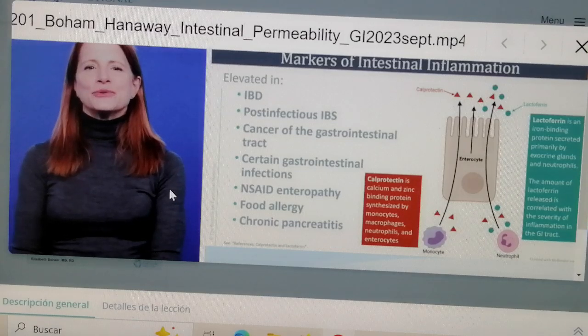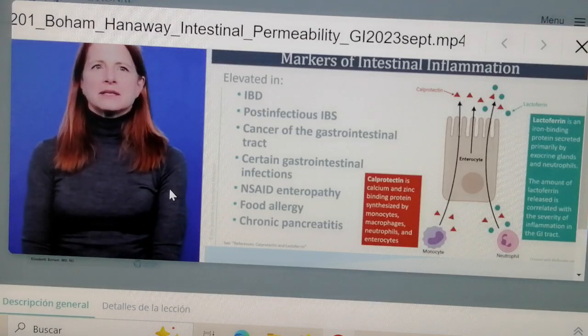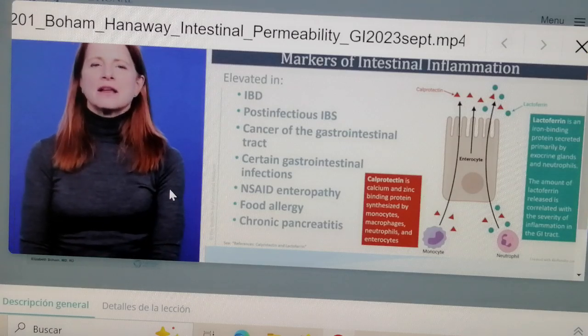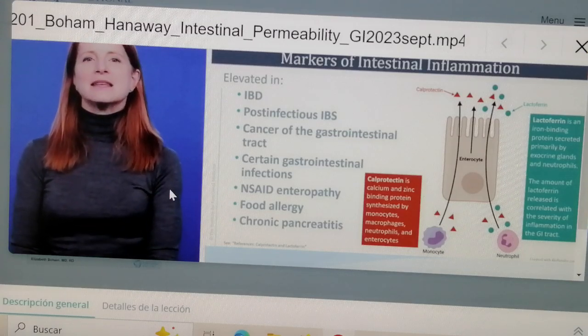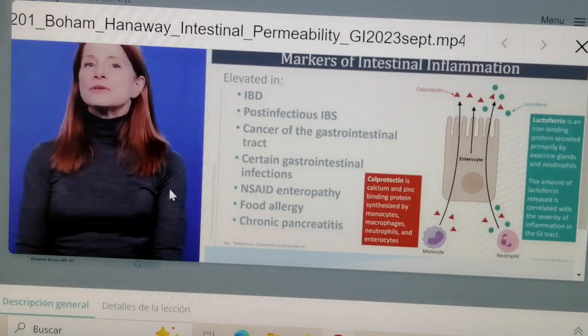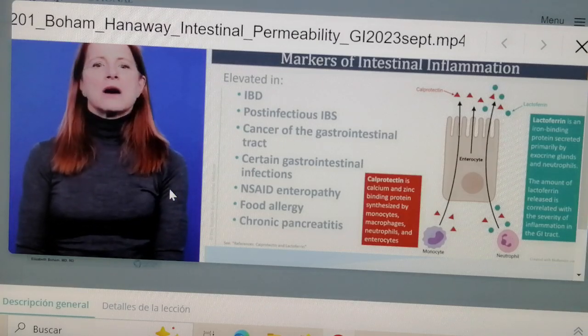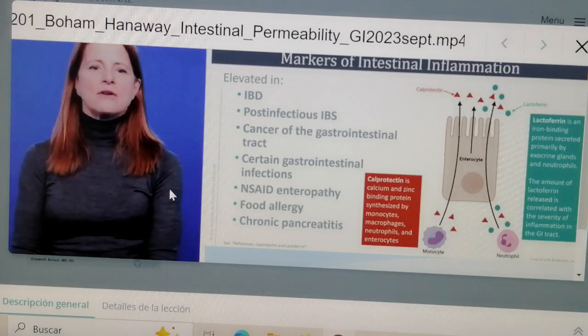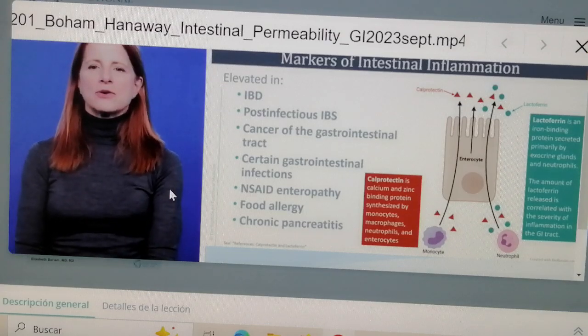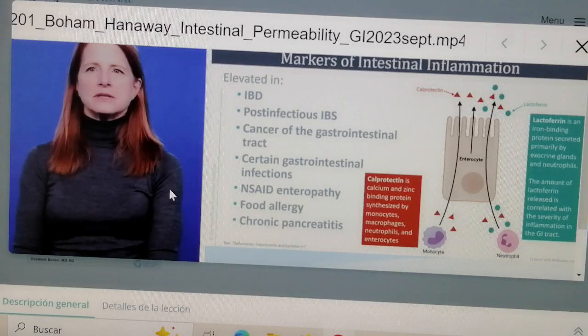So here, just to remind us that calprotectin and lactoferrin are markers of intestinal inflammation. They are telling us that there's inflammation going on in the gut, and that can be associated with inflammatory bowel disease, but it also goes up post-infectious. If there are cancers involved, infections, a lot of allergy and pancreatitis can all cause these to increase as well.